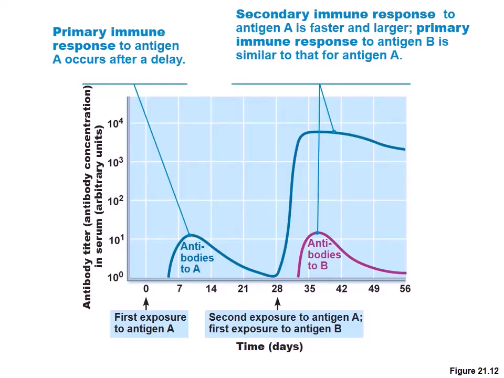Then if you were exposed at day 28 to antigen A and also to antigen B, your antigen A response would occur much more quickly, and you would have a much higher concentration or production of antibodies. But your antibodies to antigen B would be just like the first time you were exposed to antigen A, because this is the first time you're exposed to antigen B.